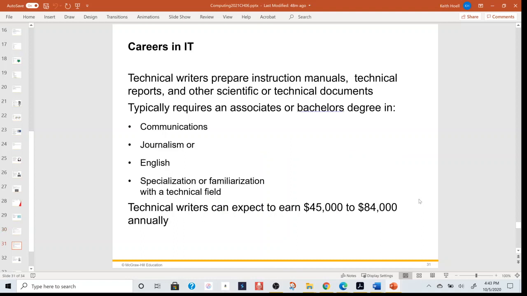Careers in IT, right? Some things that you can get into from this chat would be a technical writer, preparing instruction manuals for some of these hardware devices. What do you need? You need a communications degree or a journalism degree or an English degree. You can also have a specialized degree within a technical field for writing technical manuals like that.